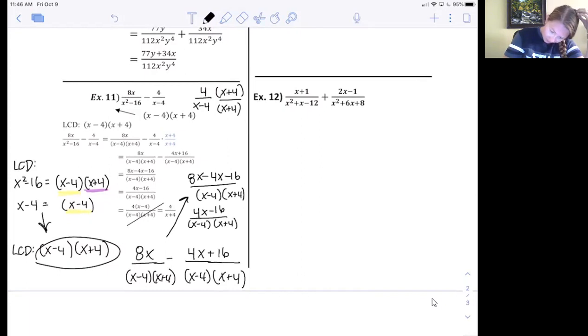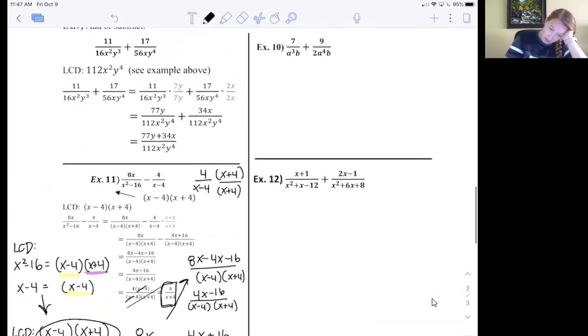I'm going to run out of room. So I'm going to show you over here what they did. So I'm right here. I've got 4x minus 16, divided by our least common denominator. So now on top, I see that I can take a 4 out. So they took a 4 out, and I'm left with x minus 4. And then the same thing on the bottom. So now I see that I can cancel the x minus 4 and the x minus 4 out. So I'm left with 4 over x plus 4.